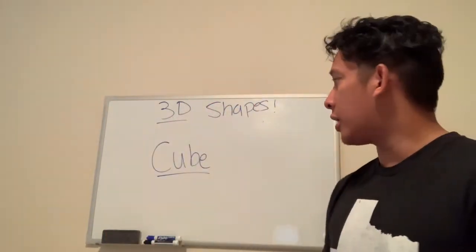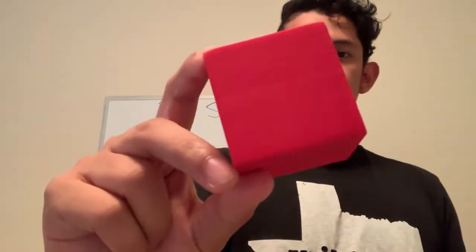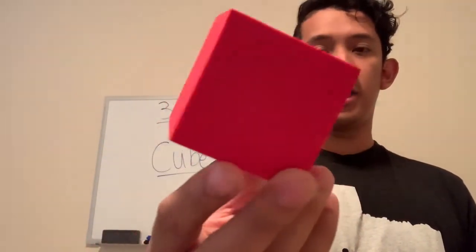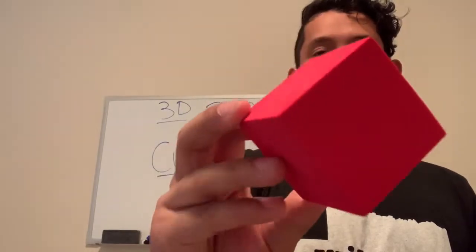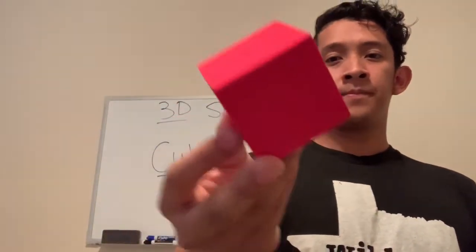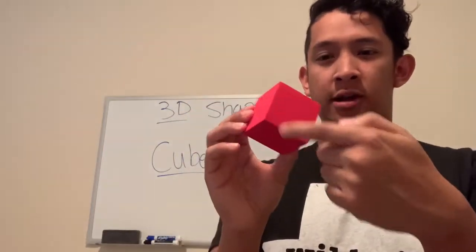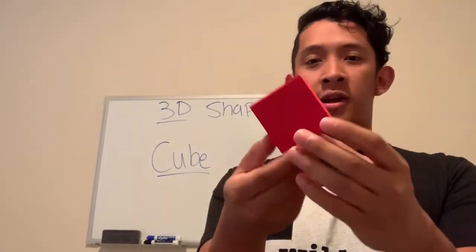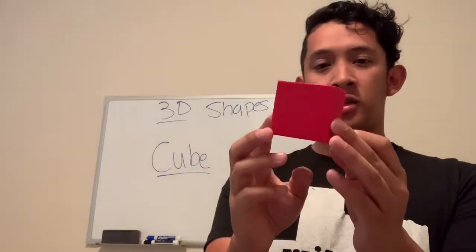So the first one we're going to talk about is a cube. A cube kind of looks like this. You can see it. What do you notice about a cube? Think about it. What I see in a cube is that it's made up of a bunch of squares all around, and it's equal all around wherever I look, right? It doesn't look different no matter which way I turn it.